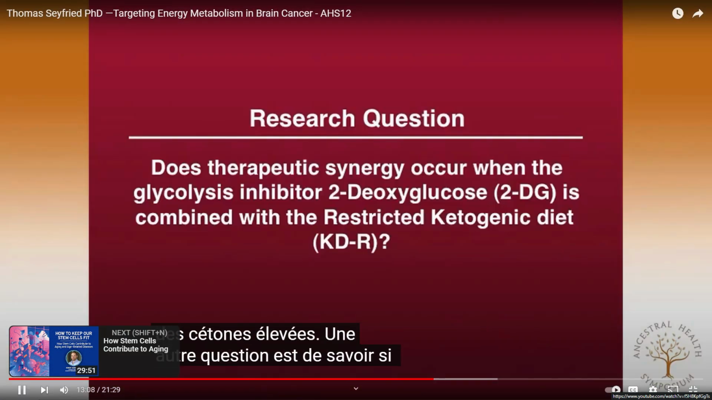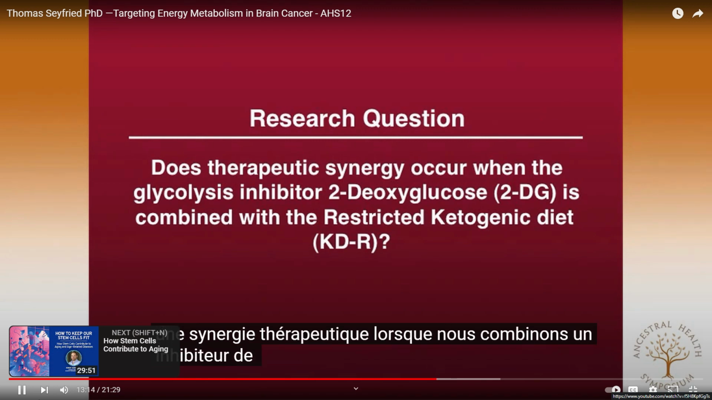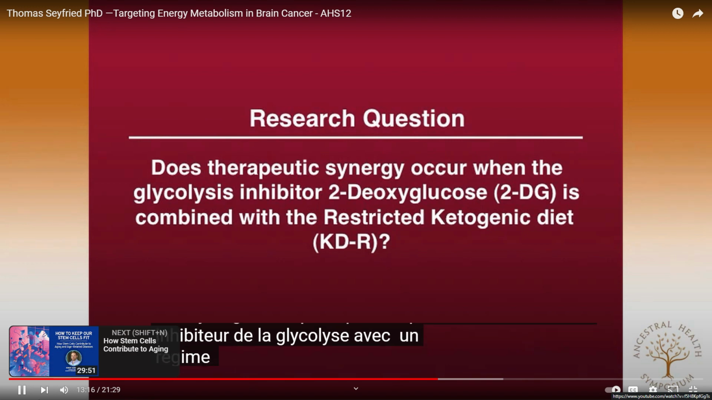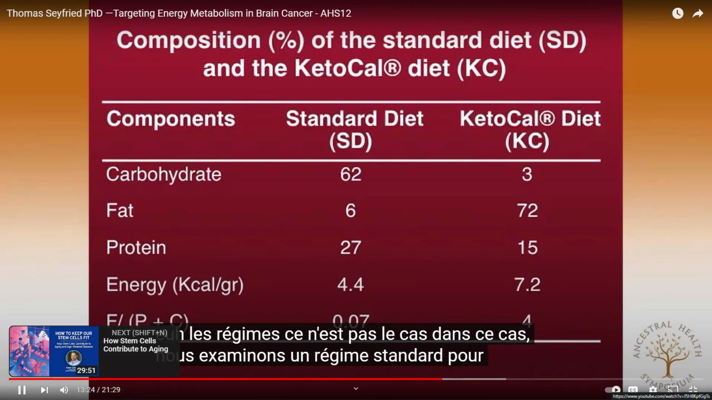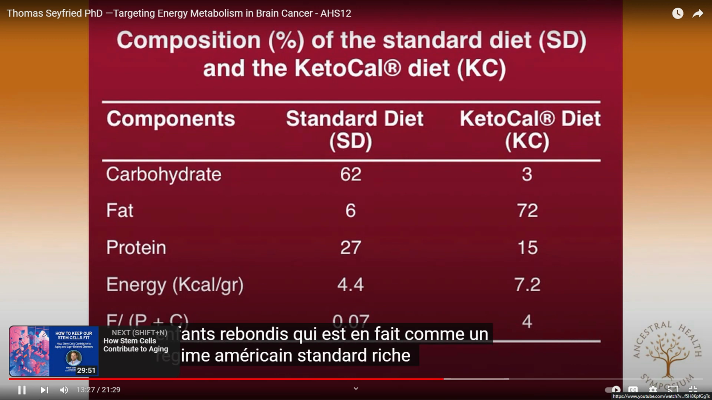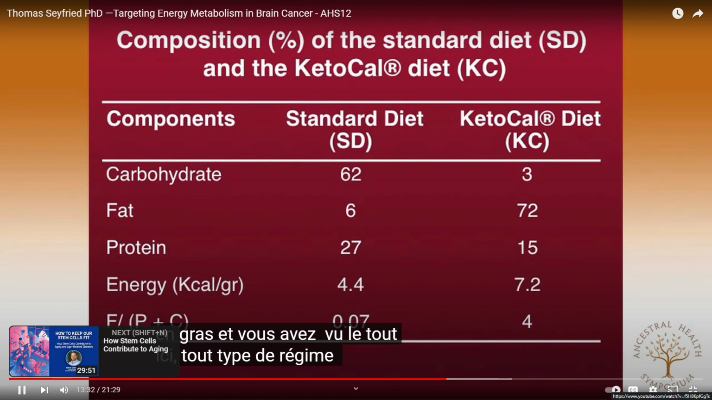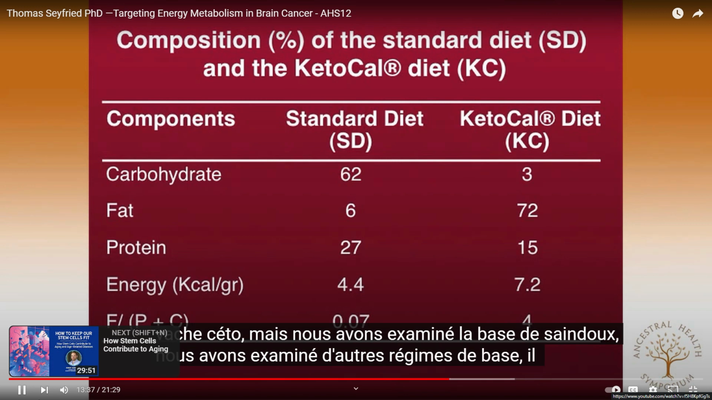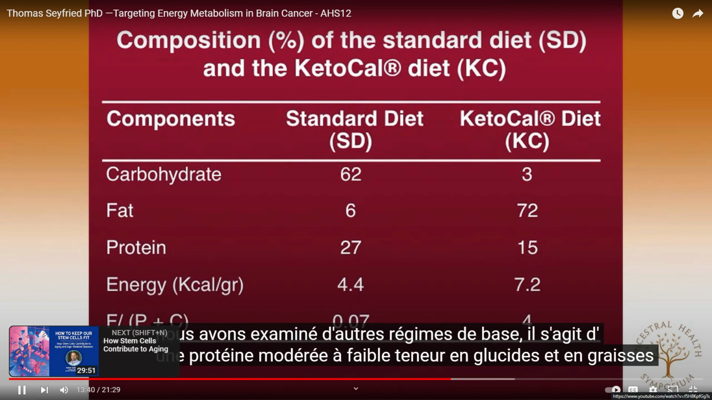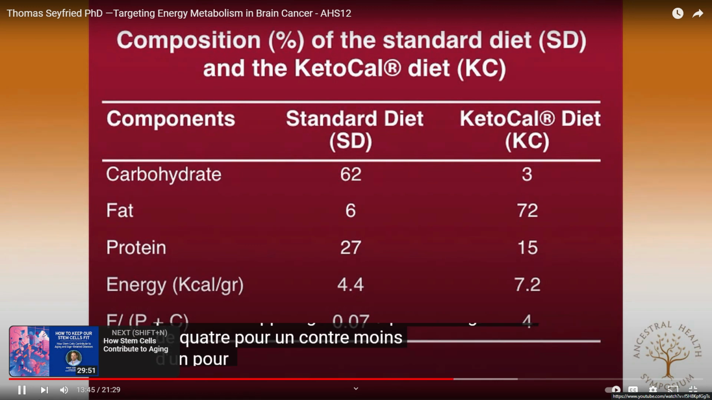Another question is, can we get therapeutic synergy when we combine a glycolysis inhibitor together with a restricted ketogenic diet? We've heard already about ketogenic diets. In this case, we're looking at a standard mouse chow diet, which is actually like a standard American diet, high in carbs, low in fat. Any kind of ketogenic diet will work. This is a keto cow, but we've looked at lard-based and other base diets. This is a low carbohydrate, high fat, moderate protein diet that produces a fat to protein-plus-carbohydrate ratio of 4:1, as opposed to less than 1 for the high carb diet.